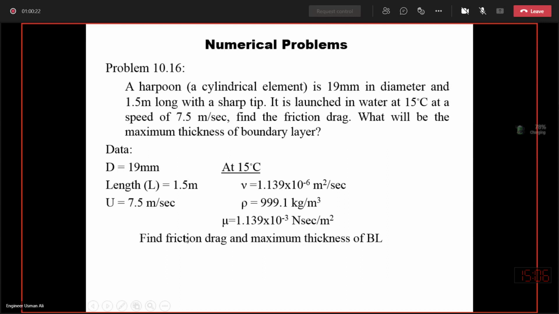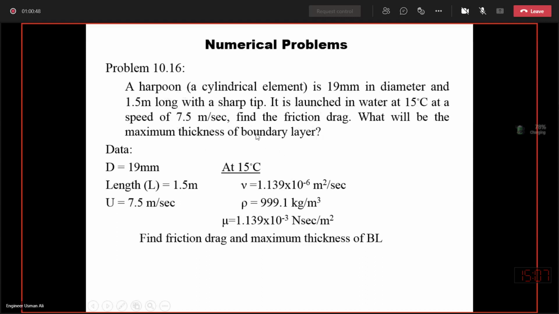Another numerical of the same sort is a harpoon, which is a cylindrical element devised to catch fish in waters. It is having 19 millimeter diameter and 1.5 meter long with a sharp tip. It is launched in water at 15 degrees Celsius at a speed of 7.5 meter per second. Find the friction drag on this harpoon. What is the maximum thickness of boundary layer?